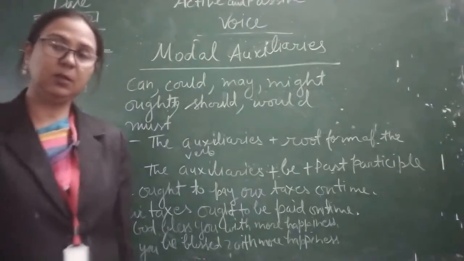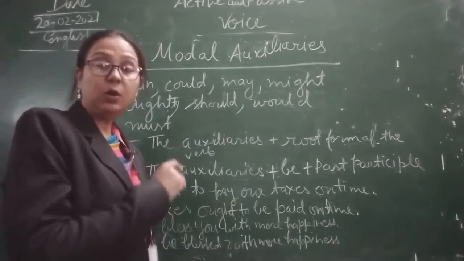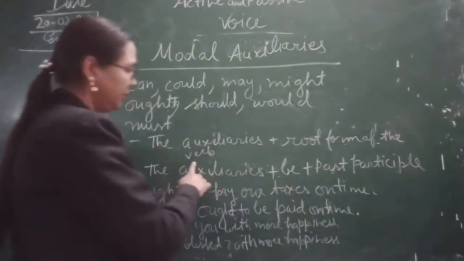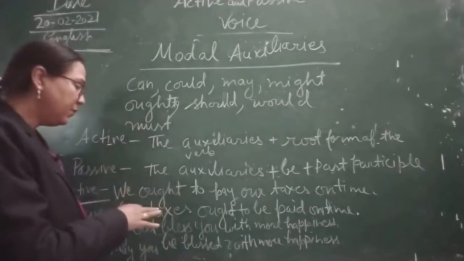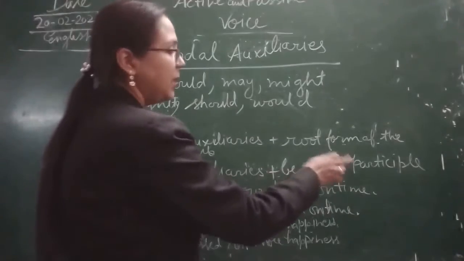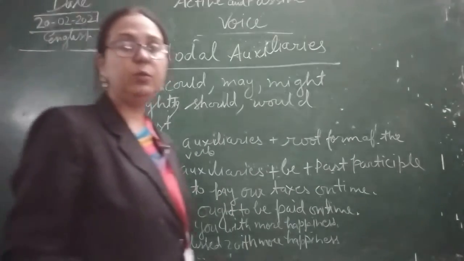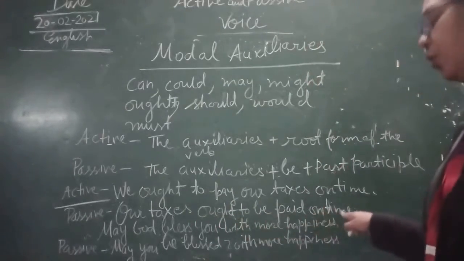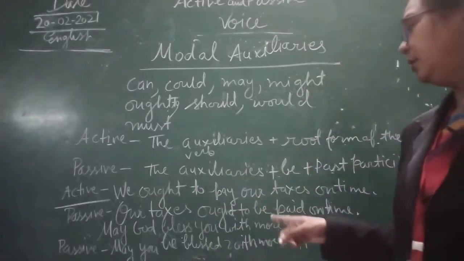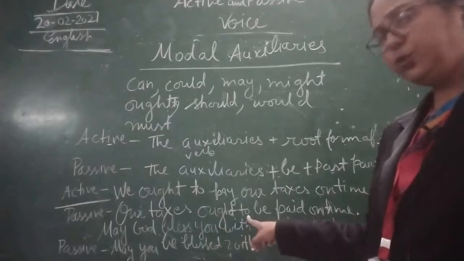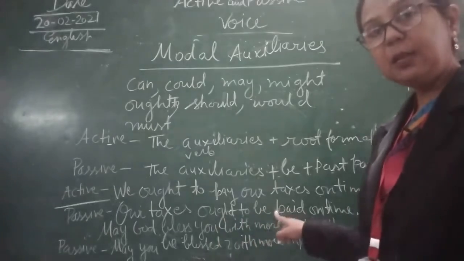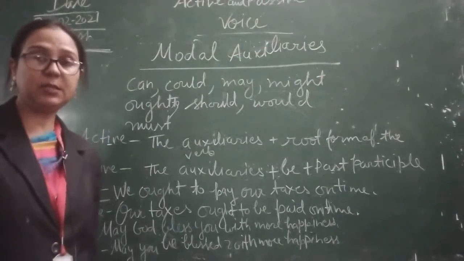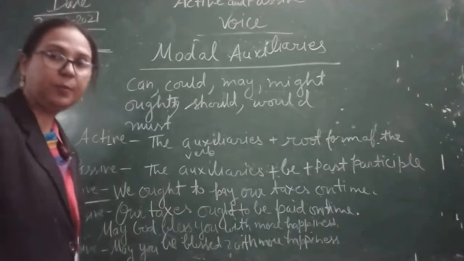Children, as we have discussed how to write modal auxiliaries from active to passive voice. Here you can see in active voice, the auxiliary plus the root form of the verb. But in passive voice, we keep the auxiliary plus be plus the past participle. I have given an example: we ought to pay our taxes on time. Our taxes ought to be paid on time. After the auxiliary ought to, we put be, and then the past participle. This is the rule for converting modal auxiliaries from active to passive voice. So children, we will be continuing the same topic, modal auxiliaries.